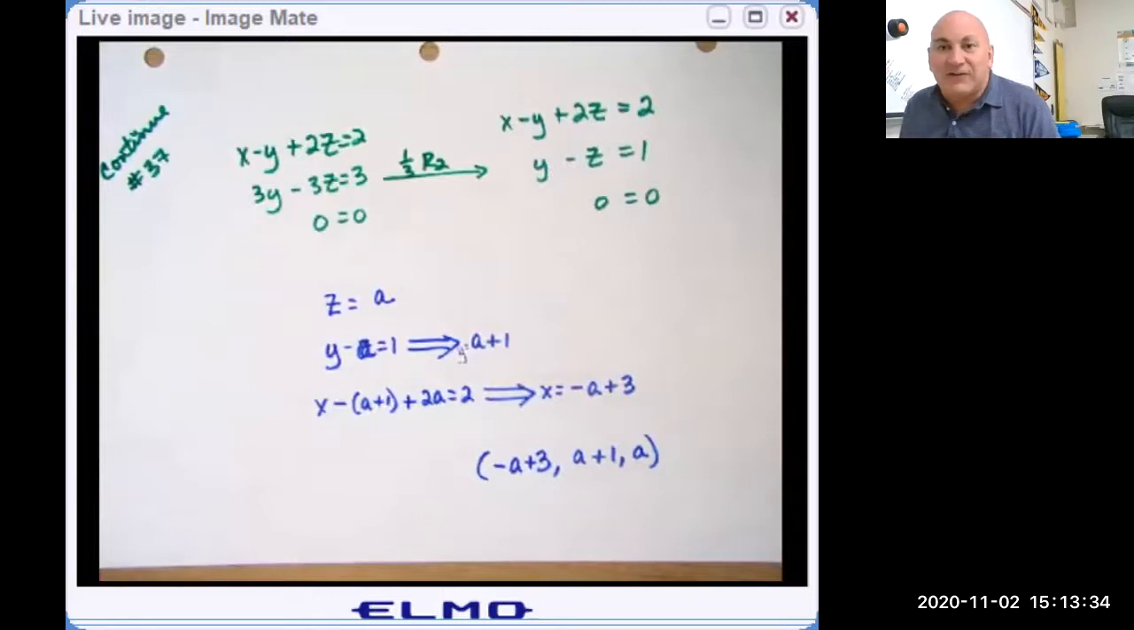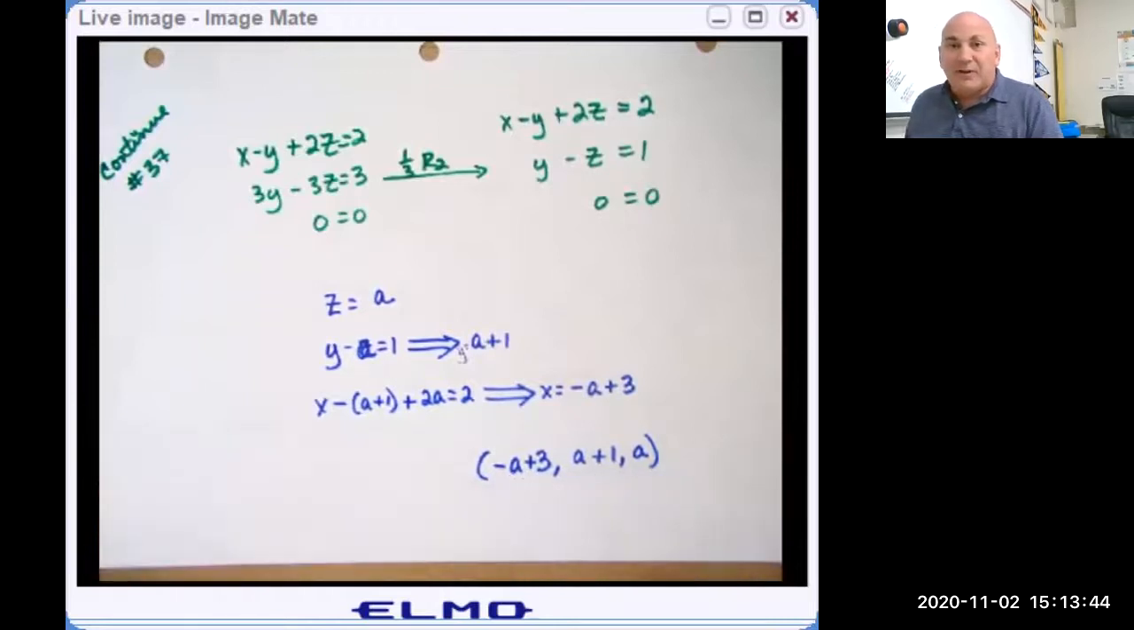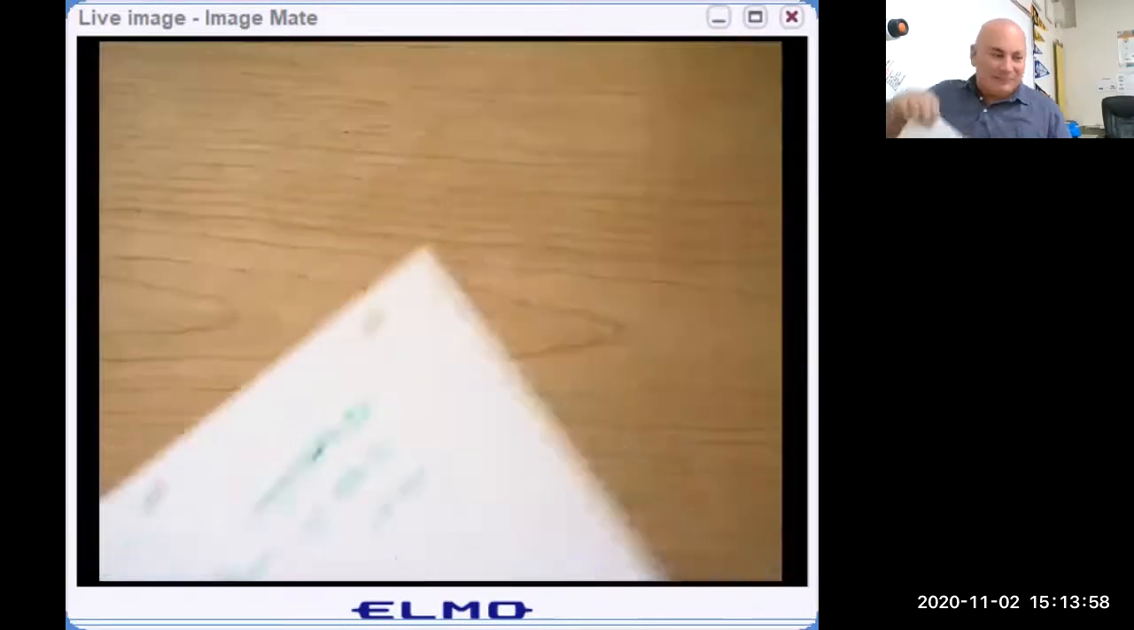I said it had an infinite number of solutions. Well, there are an infinite number of values you could pick for a, and as long as they're of this form, that will be a solution to the original system of equations. Again, I don't think I'm going to give you a problem like this on a test or a quiz, but I'm showing you now how to do it. And if I do give you one, well, obviously we'll have more practice later.